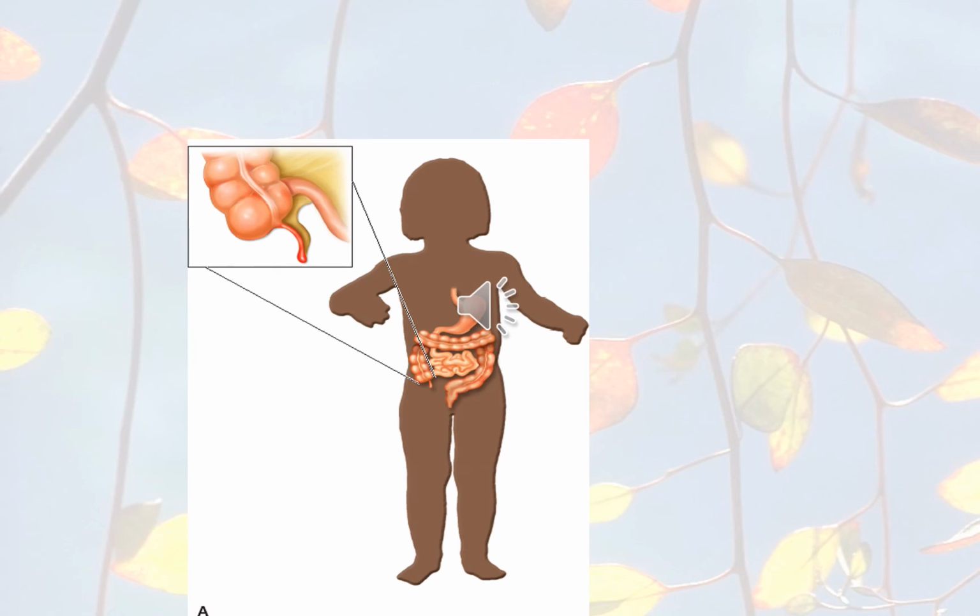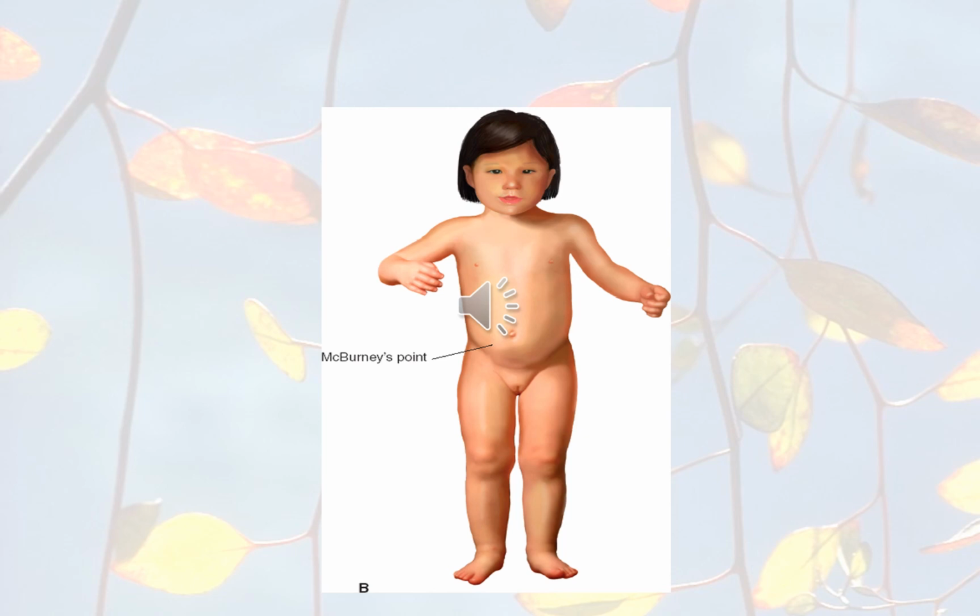So again, I like my visuals, so this is just a visual of the appendix, what it looks like prior to being inflamed. And this little girl is just showing you where McBurney's point is. Again, the key spot of tenderness, which is the right lower quadrant.